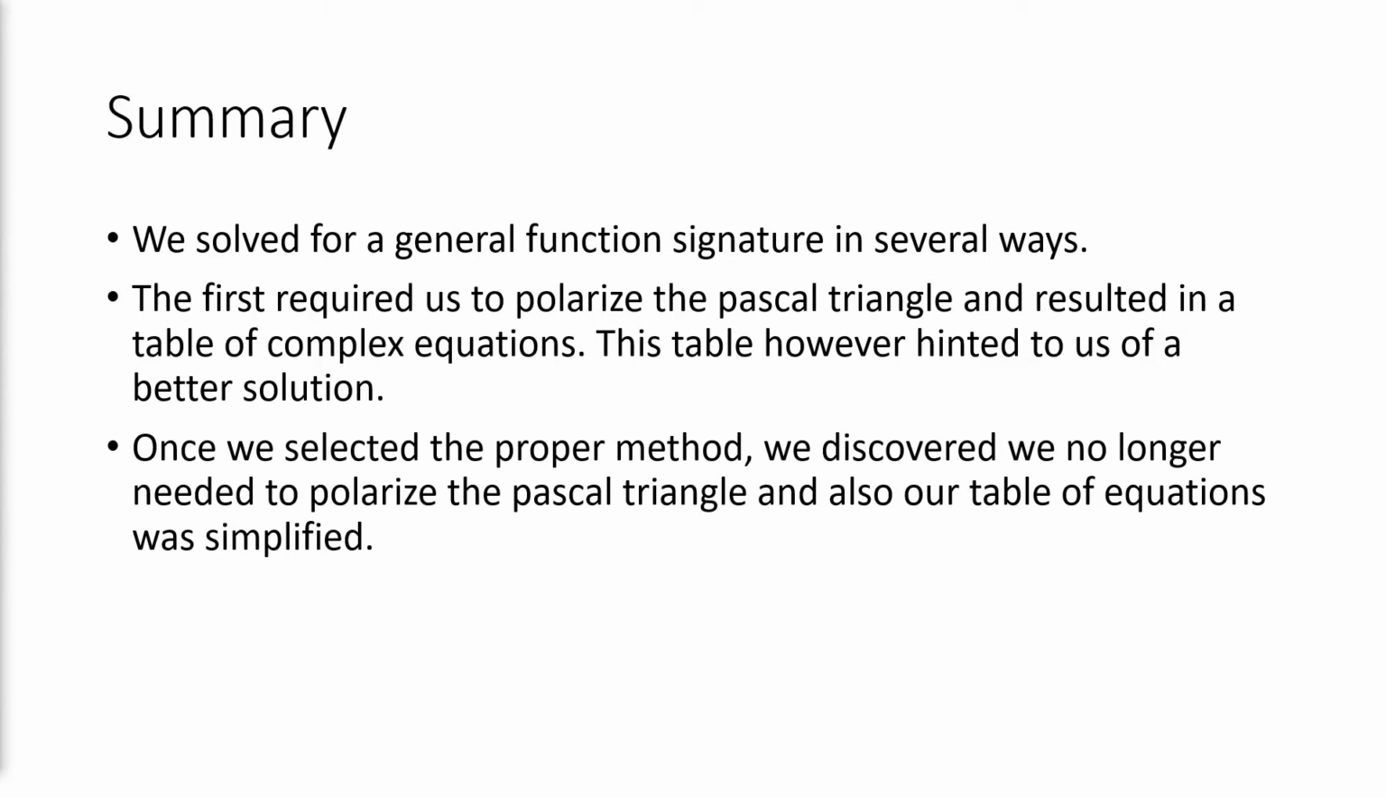To summarize, we solved for a general function signature in several ways. The first required us to polarize the Pascal triangle and resulted in a table of complex equations. This table, however, hinted to us of a better solution. Once we selected the proper method, we discovered we no longer needed to polarize the Pascal triangle, and also our table of equations was simplified.